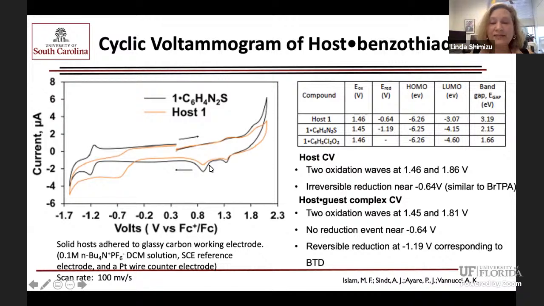But in the complex, we retain those 2 oxidation waves, but we no longer see an irreversible oxidation wave near minus 0.6 volts. Instead, we see a reversible wave at minus 1 that corresponds to the benzothiodiazole. So this also suggests that we're getting that host-guest charge transfer complex.